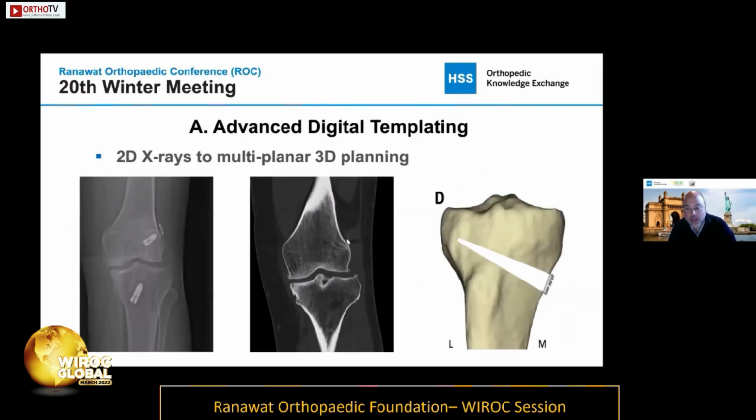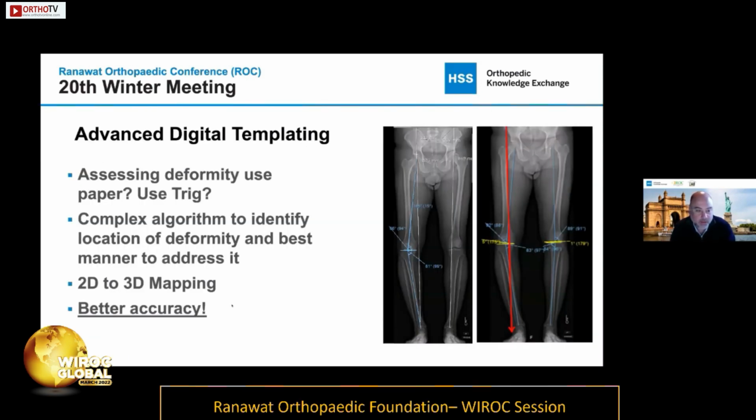So here's how we do advanced digital templating. Well, it's 2D to 3D technology. It's getting x-rays and superimposing the x-rays with a CAT scan. So we can really get accurate templating. It's a really complex algorithm to identify the location of the CORA. And Daniel did a very excellent job, but you can also see where the CORA is, and it's really better accuracy when you have 2D to 3D planning.